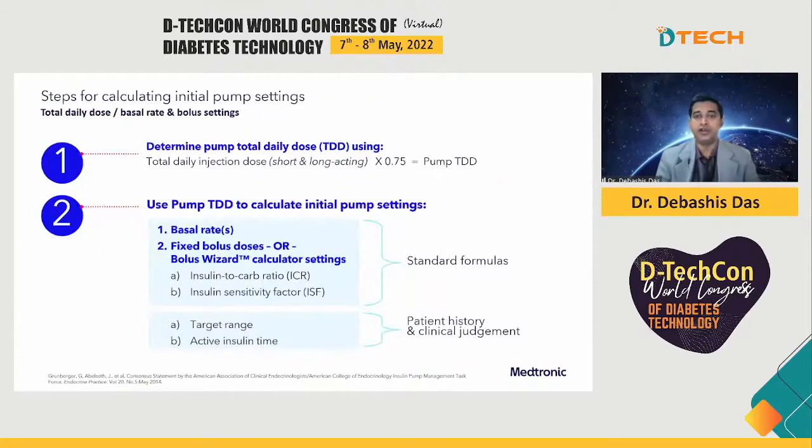So this is the same thing as I said. You start with the total pump dose, you get the basal rate, then the bolus wizard. For the bolus wizard, you need ICR and ISF, and for the target range and active insulin time, we choose depending on the patient history and clinical judgment. So let's take an example.